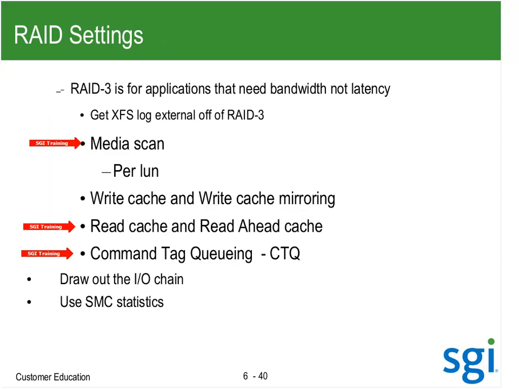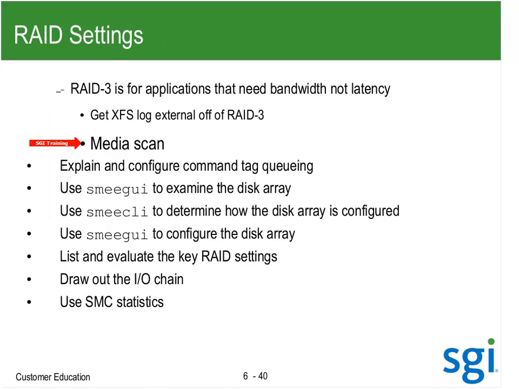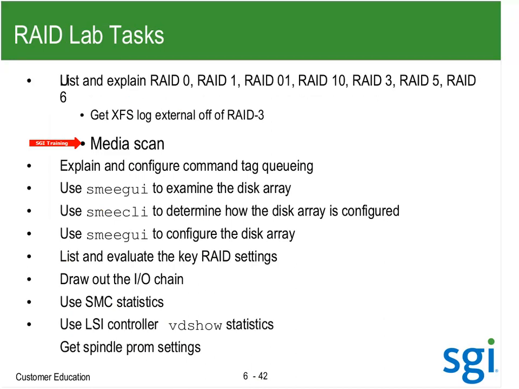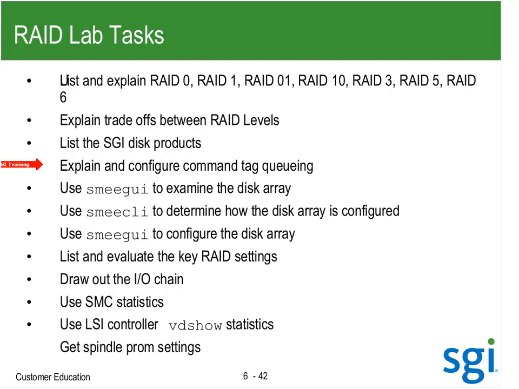So I kind of had for a lab, whether you can explain RAID levels, talk about the differences, a brief idea of what the problem is. There's so many disk products, we can't cover them here. Understand command tag queuing, and I want to go into the SMC GUI. And then here's what we were just talking about, draw out the IO chain and understand the statistics from VD show and the spindle PROM settings.